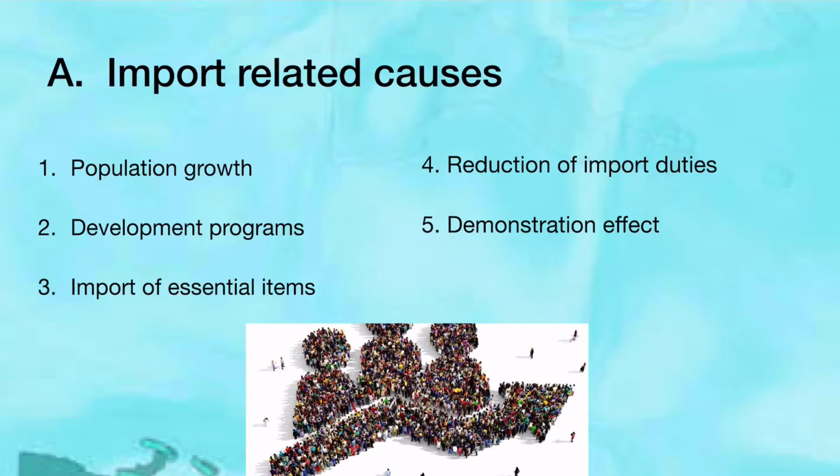Next, we have the third one, import of essential items. There are certain essential items or necessary needs without which living would be challenging. In order for our day-to-day living or our economy to function effectively, there are certain essential items that we require, without which the functioning becomes challenging. It can be crude oil or petroleum, etc. Because of this, the government has to resort to heavy imports.